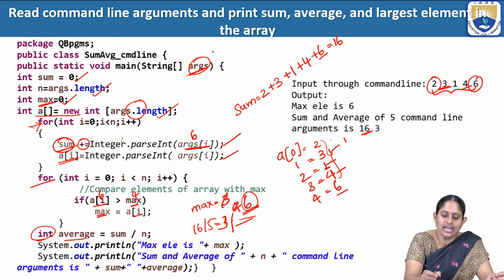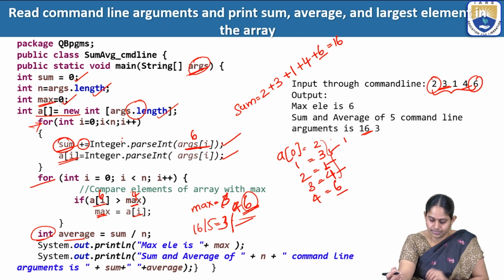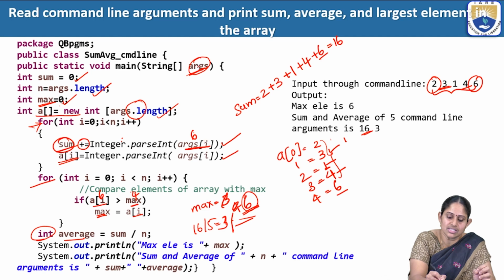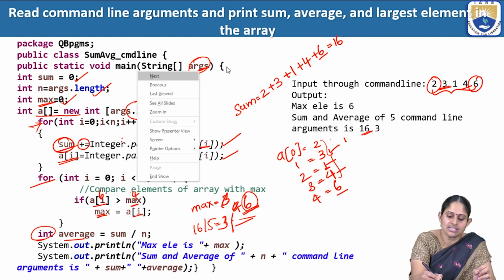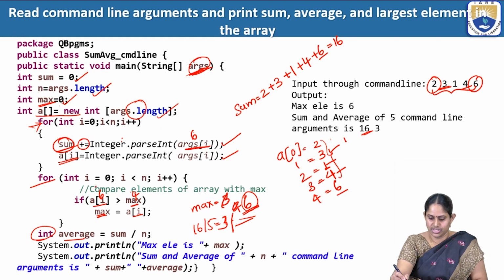And here we have passed the elements through the command line. Likewise, all the elements which are passed through the command line will be taken into this args array, and that args array is used in our logic. The main thing to be noted here is that since the args array will take all the elements in string format, we have to convert them into their corresponding type.